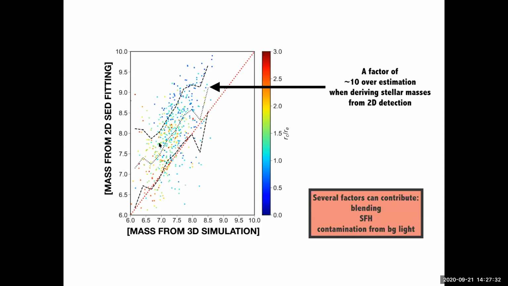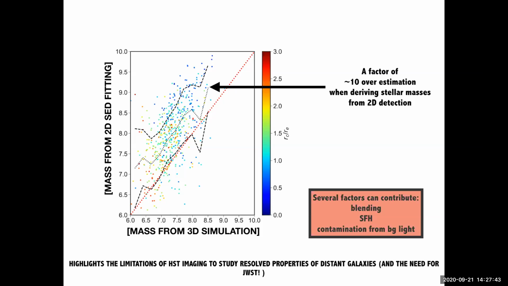We didn't investigate exactly what is the effect causing this. We see it's a combination of effects. So what we try to do instead is use machine learning again. By the way, this highlights one of the conclusions of this talk: HST imaging has lots of limitations. You really start hitting the limits when you want to study resolved properties of distant galaxies.